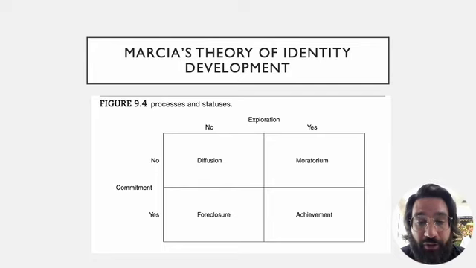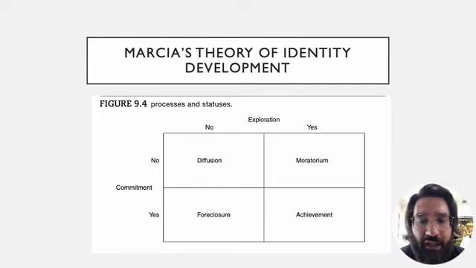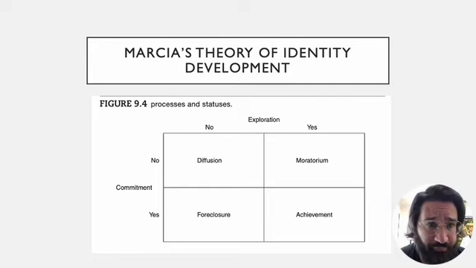And depending on the answers, right, we see the different outcomes. So no exploration, and no commitment, we refer to as diffusion. So this is a teenager who's not in the process of actively seeking out any sort of identity and also not committed to any particular identity. It's more diffuse. The word diffuse kind of meaning spread, right? Like it's kind of all in bits and pieces, not all together.